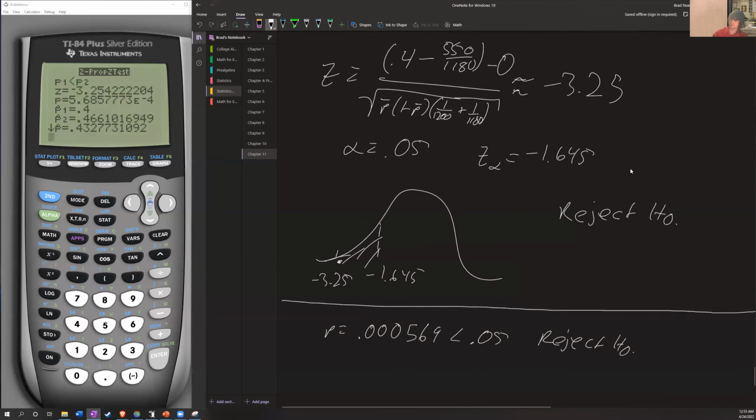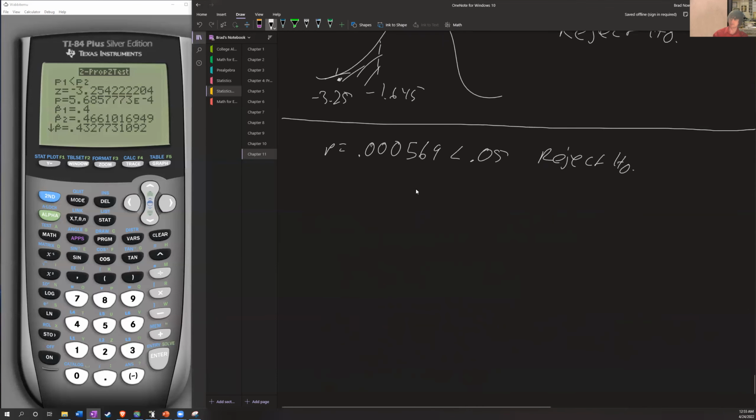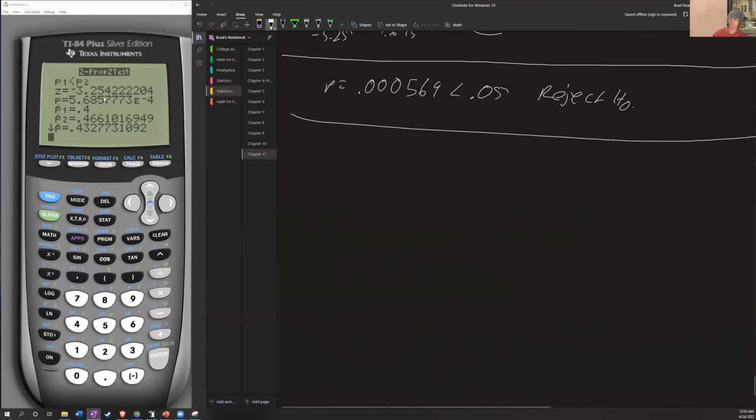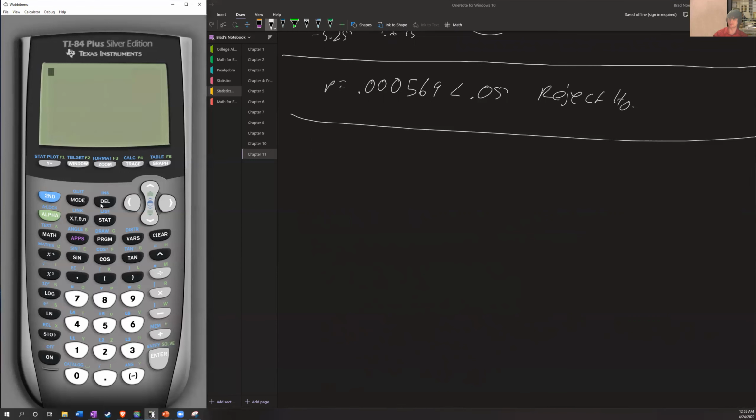Okay, so this is what's going on in the background here, but this will let us know. Incidentally, it also calculates that test statistic for us, 3.25. So it helps us quite a bit. Let's do another one here.